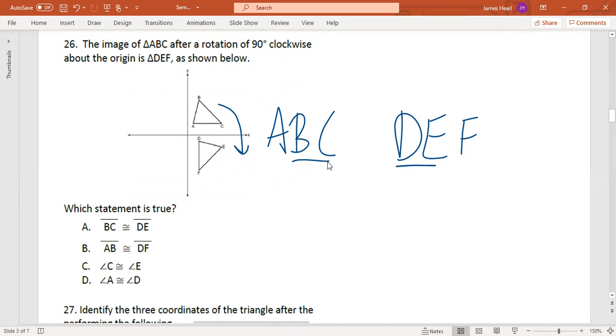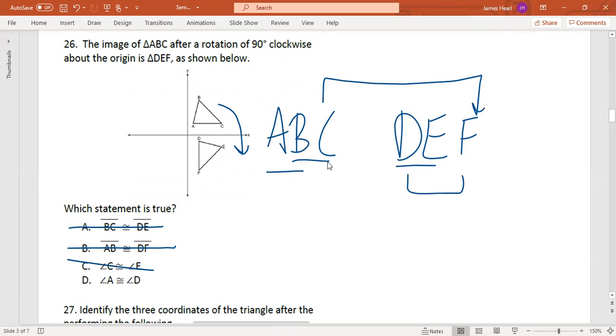BC matching DE, that doesn't work. AB matching DF, that doesn't work. C matching E, that doesn't work. So A matching D, the only option left, and sure enough, that's the first letter in each one.